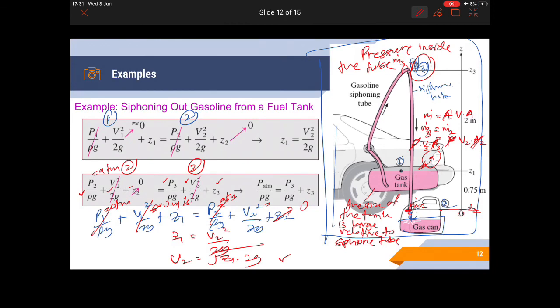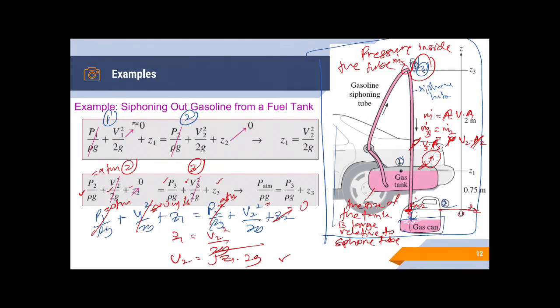So V2 we take out, V3 we take out. Then finally you have the leftover equation: P ATM, which is the P2, over rho g equals P3 over rho g plus Z3.